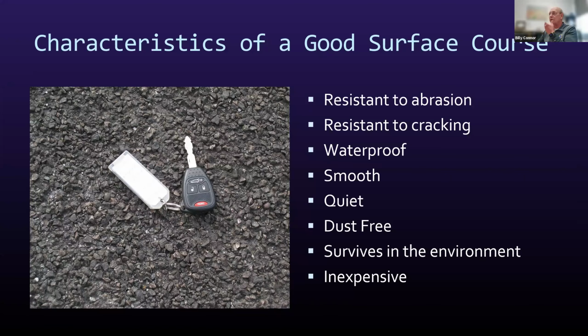The characteristics of a good surface course is it's resistant to abrasion, resistant to cracking, waterproof, smooth, quiet, of course, dust-free, and it survives the environment. And you want to make it as inexpensive as you can make it. So trying to balance all of these is quite a chore, and that's what our engineering community is skilled at doing, and that's why we have those manuals that we work with.